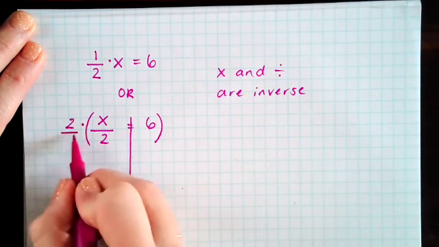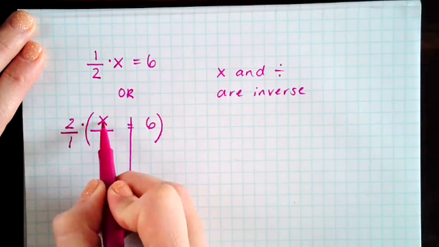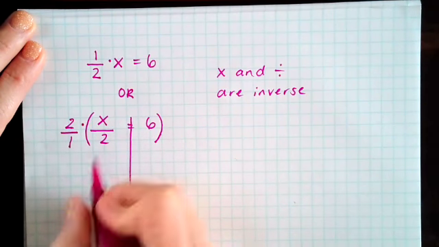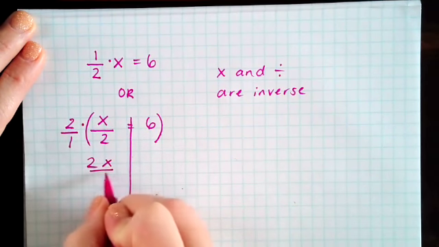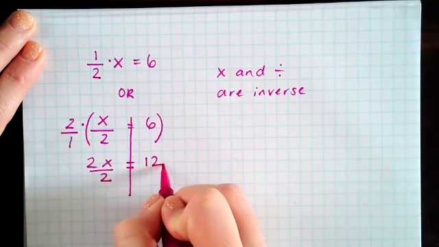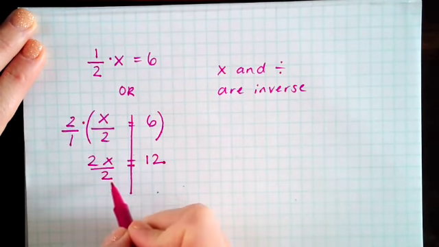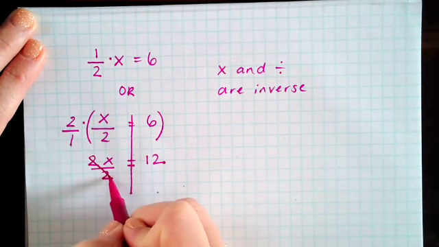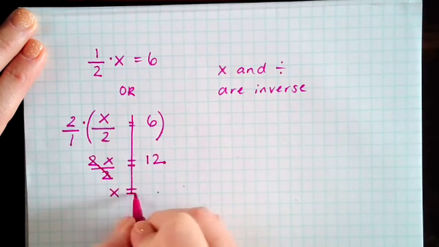You have to think back to how to multiply fractions. Numerator times numerator, denominator times denominator. 2x divided by 2 is equivalent to 2 times 6, which is 12. Now we already know from the previous example, 2 divided by 2 is 1, and I get x equals 12.